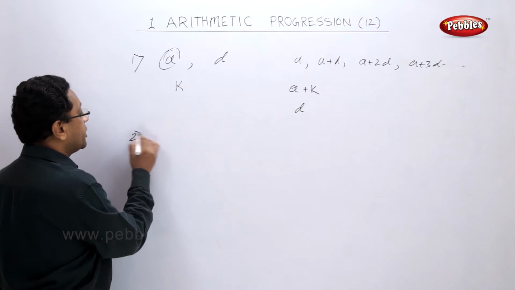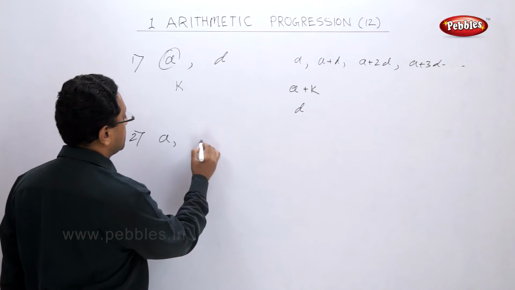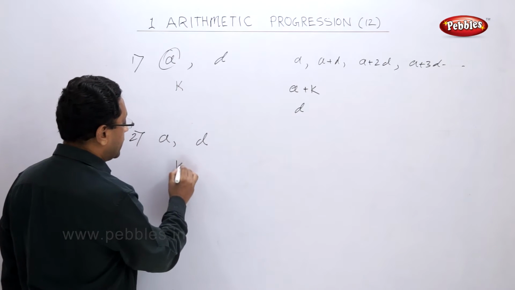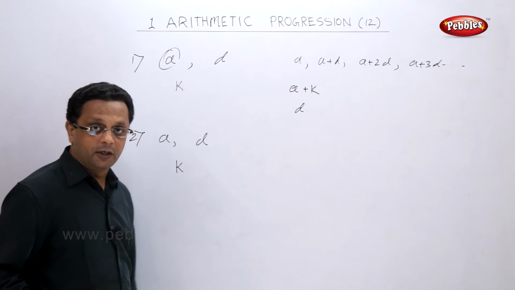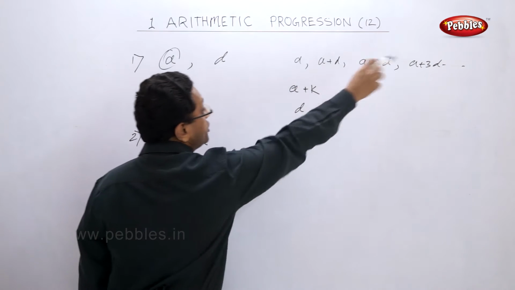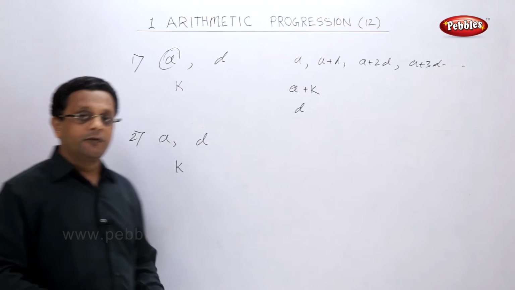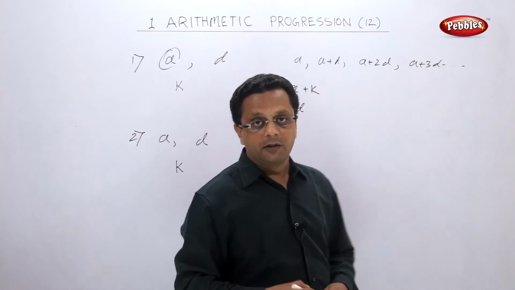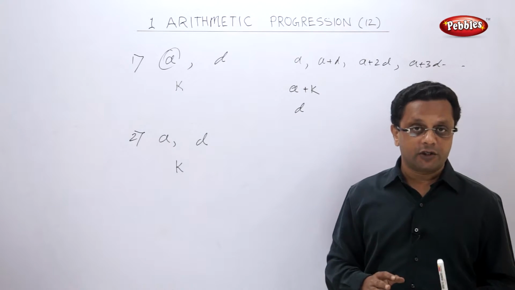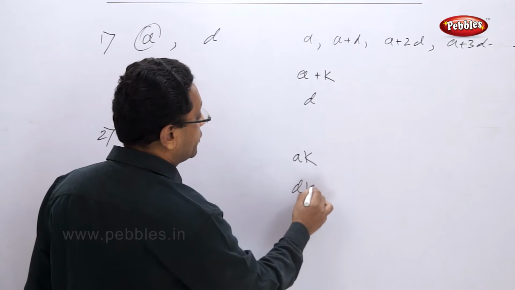The second property is, again there is an arithmetic progression with the first term a and common difference d, and k is any constant number. Now if you multiply each term of the AP by k, then whatever sequence you get will also be an arithmetic progression, with the first term ak and common difference dk.